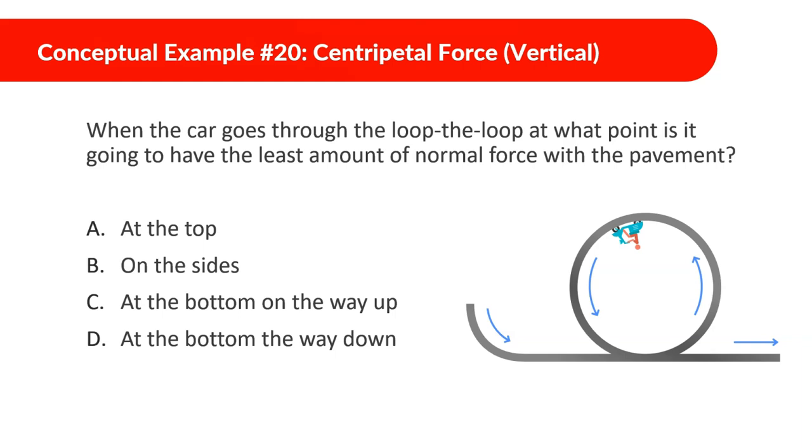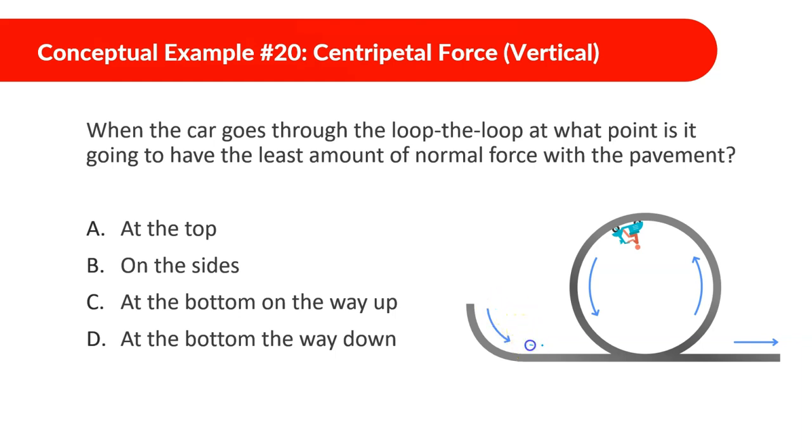Now let's look at this. That was a video of a car going through a loop-de-loop. At what point is it going to have the least amount of normal force with the pavement? At the top, on the sides, at the bottom on the way up, or at the bottom on the way down? This car is going to be going very, very fast.